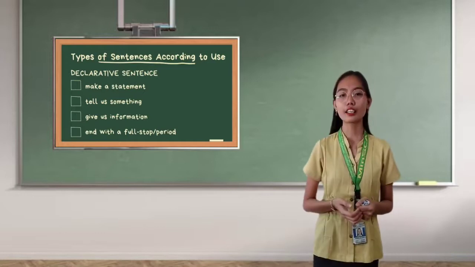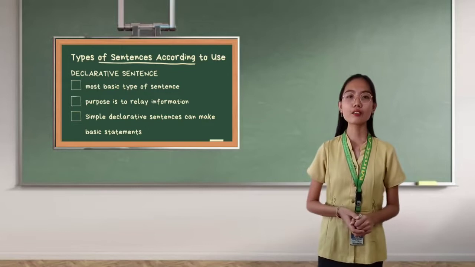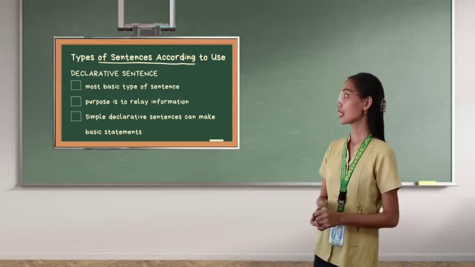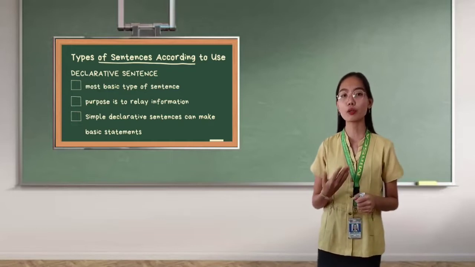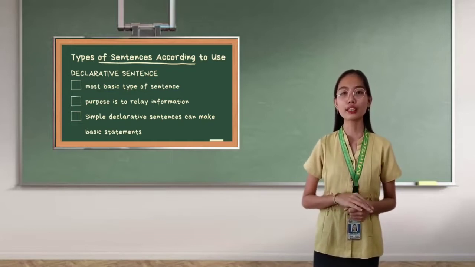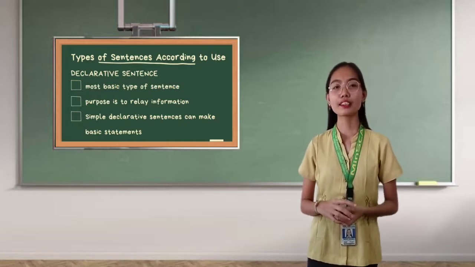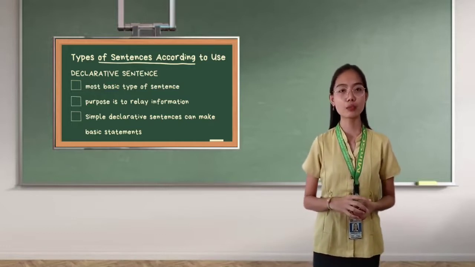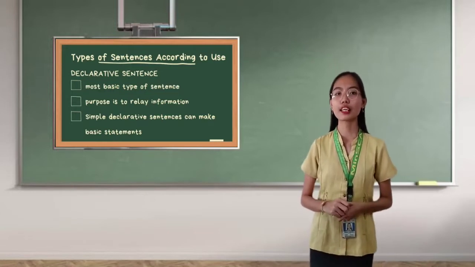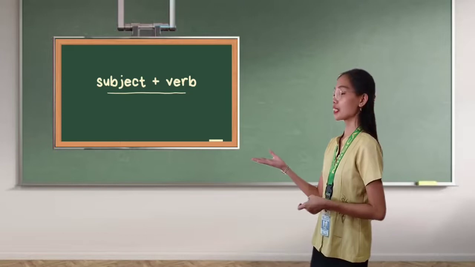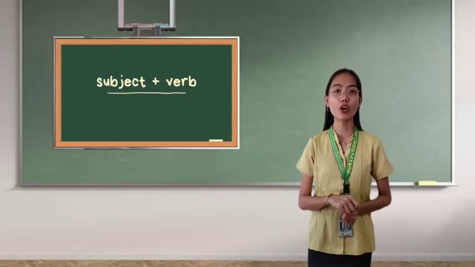Here's another definition of a declarative sentence. A declarative sentence is the most basic type of sentence. Its purpose is to relay information and it is punctuated with a period. Simple declarative sentences can make basic statements. So the usual word order for the declarative sentence is subject plus verb. Declarative sentences can be positive or negative.